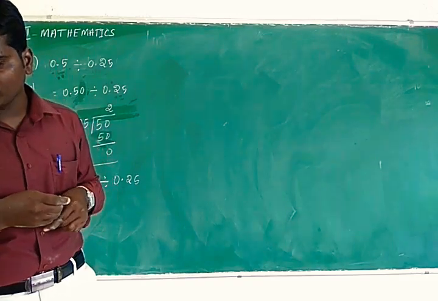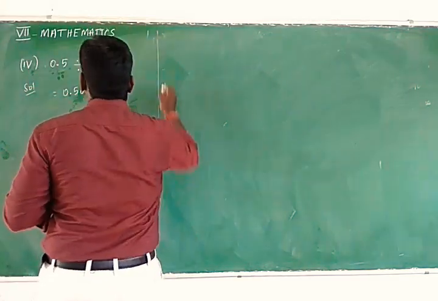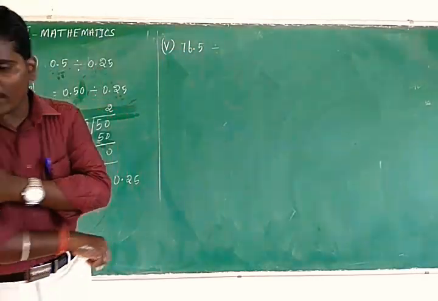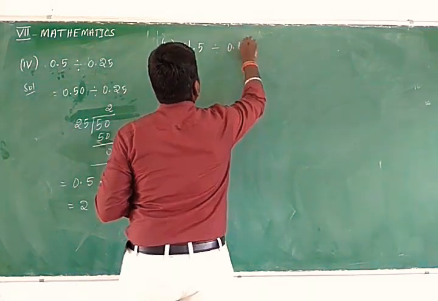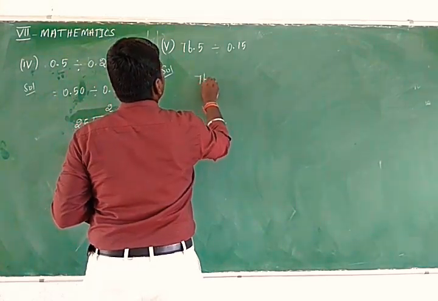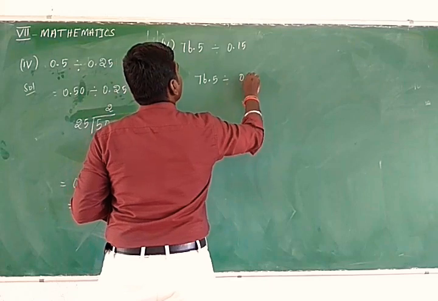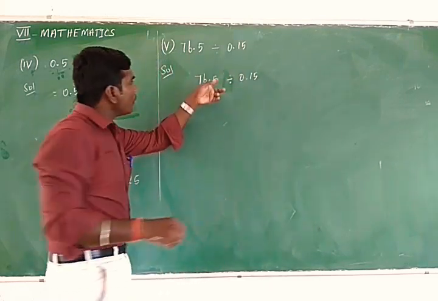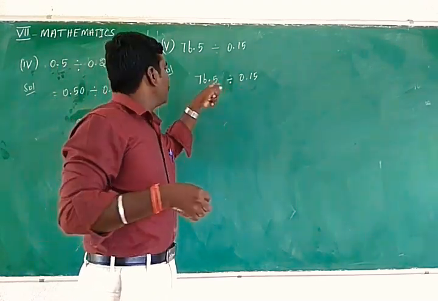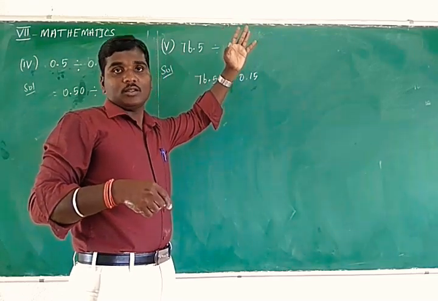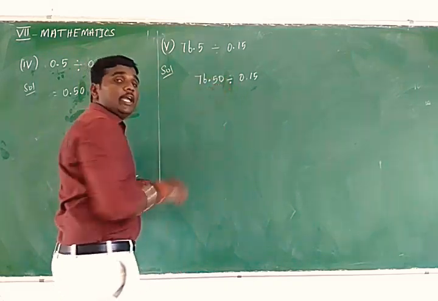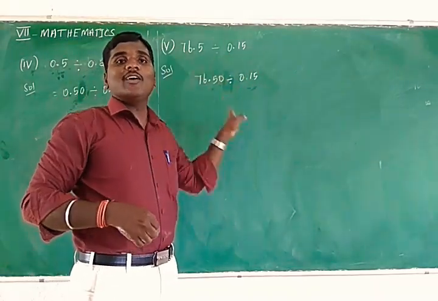Okay, then one more. 76.5 divided by 0.15. Solution. Okay, now 76.5 and 0.15. How many decimals are there? 1. Here 2. Again some confusion will come. 1 minus 2 is minus 1. We don't want a negative value, so I add 1 zero here. Now how many digits? 2. Here how many digits? 2. Now 2 minus 2 is 0.